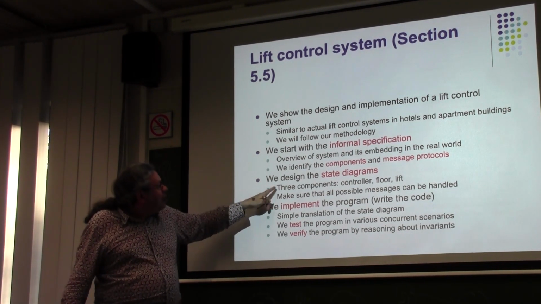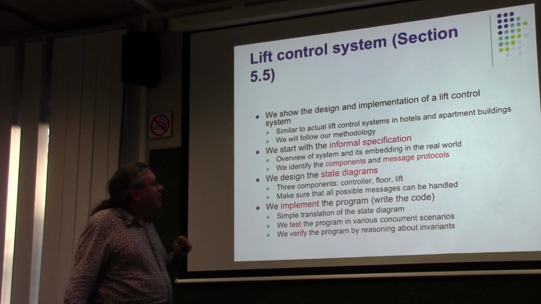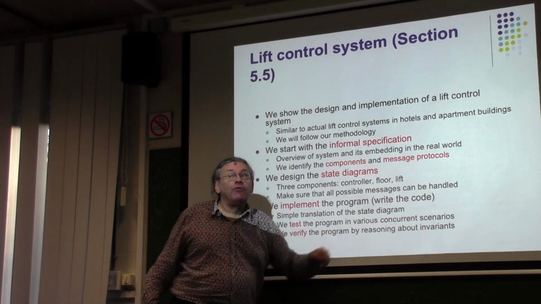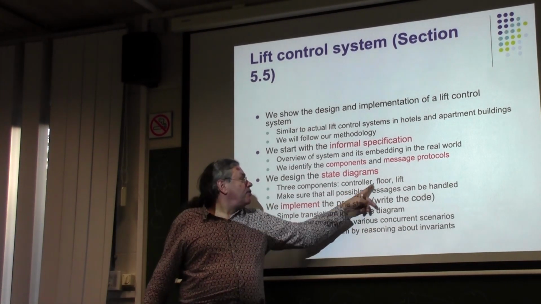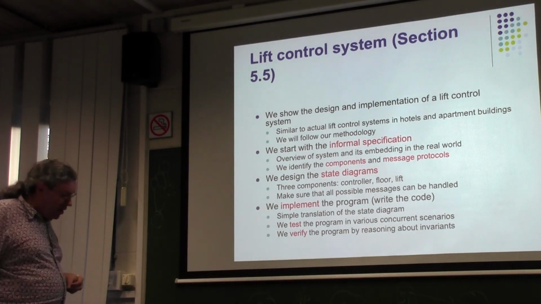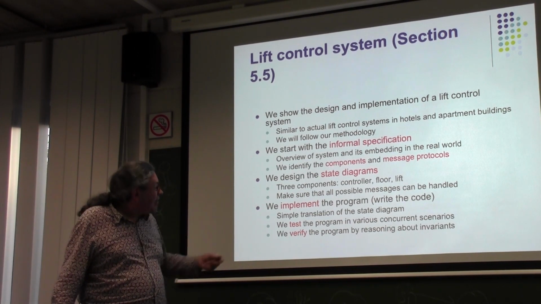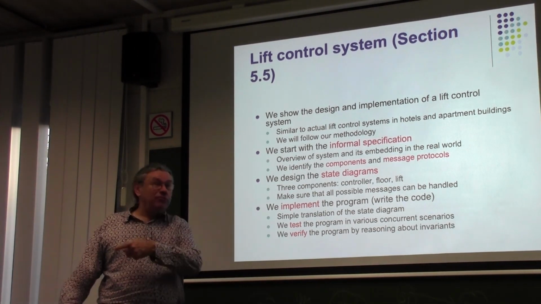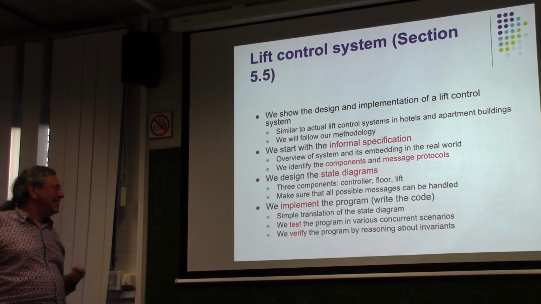We're going to have 3 components that need the state diagrams. We'll design them: controller, floor, and lift. We'll start with the simplest one, which is the controller, and then the floor, and the lift is actually a pretty complicated state diagram. How do you make it right? I'll kind of show you how to make it correct. And then we write the code. And I'll show you the running code, and hopefully it works, okay?